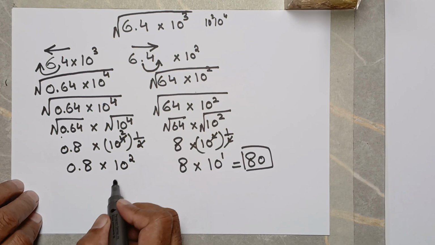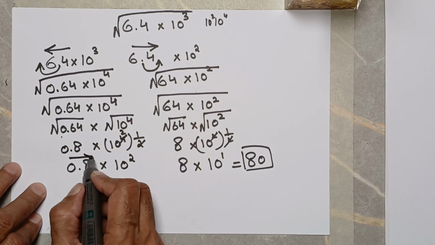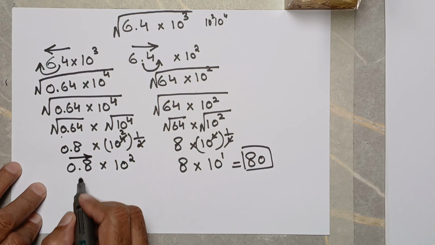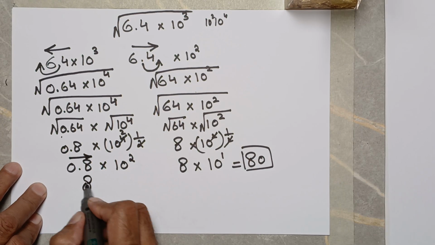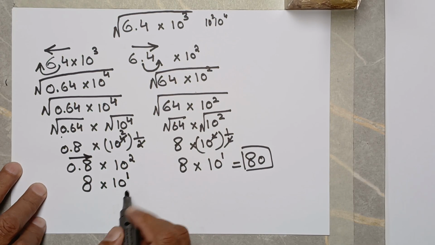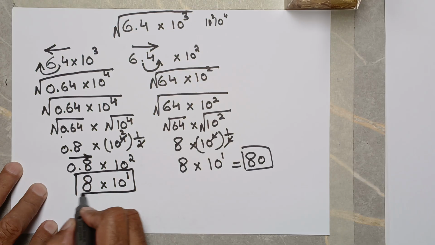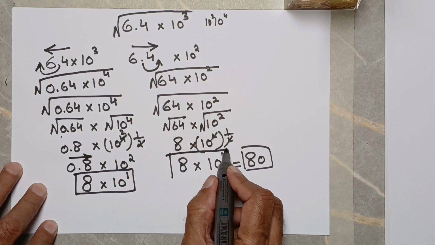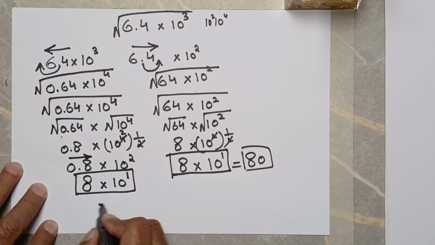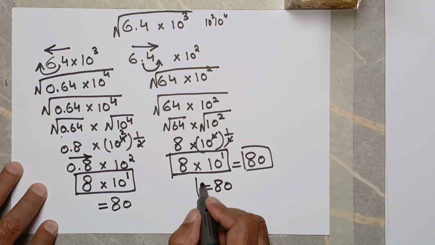Now it's quite easy. Now if I move my decimal towards my right, this is 0.8. What will it become? 8 multiplied by 10 raised to the power 1. And look over here, 8 multiplied by 10 raised to the power 1. It is the same answer as what we have over here. In both cases, it is equal to 80.